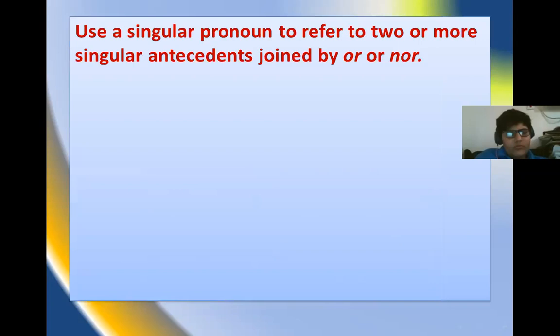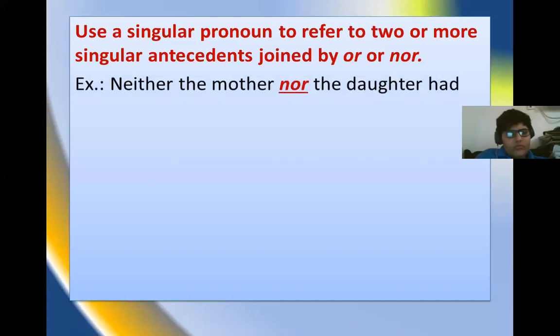Another point in our lesson, you have to pay attention that a singular pronoun should be used if we have singular antecedents joined by or or nor. For example, if we say, neither the mother nor the daughter had forgotten her running shoes. The antecedents here, the mother and the daughter, are combined to each other by using nor. So the most appropriate pronoun here refers to the singular antecedent, daughter or mother.